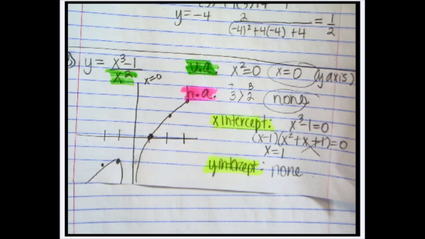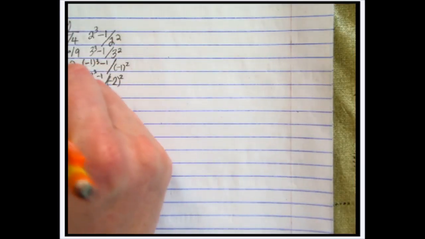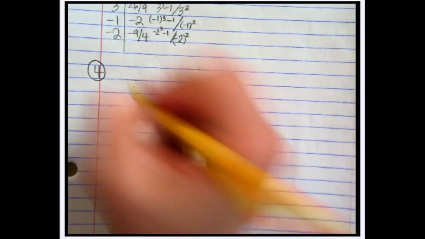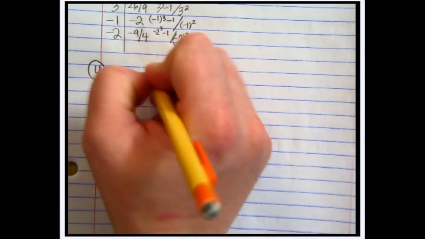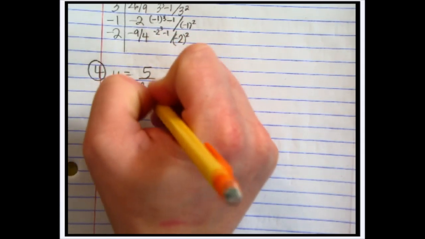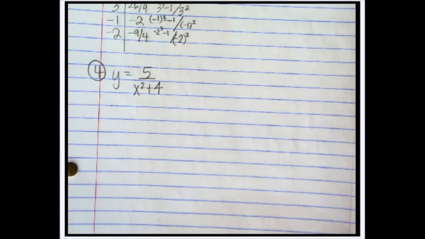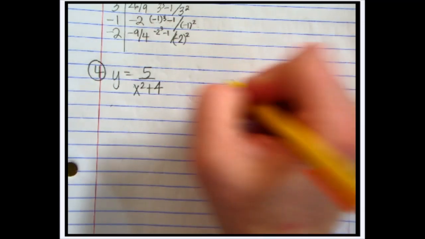So let's look at, briefly, number 4 that I gave you yesterday. So number 4 we had y equals 5 over x squared plus 4. And I realized that I didn't choose all my problems very wisely yesterday, but hopefully it gave you some practice.